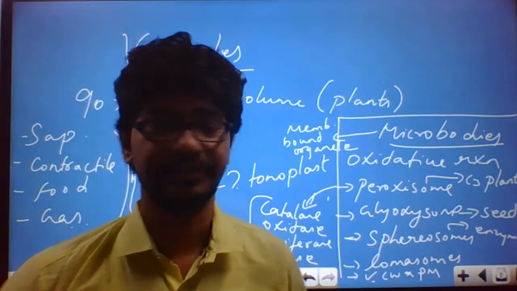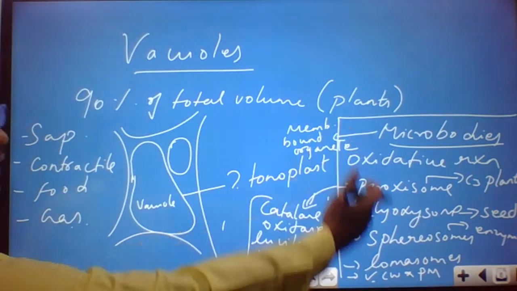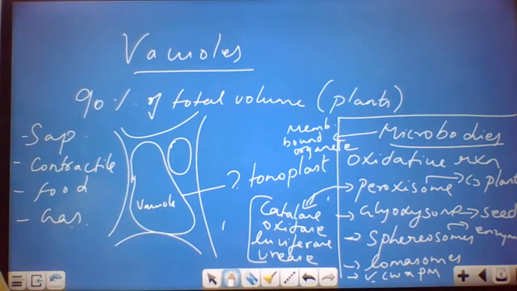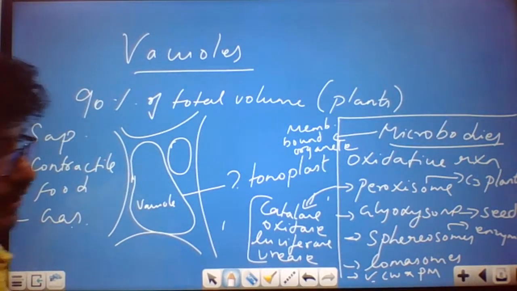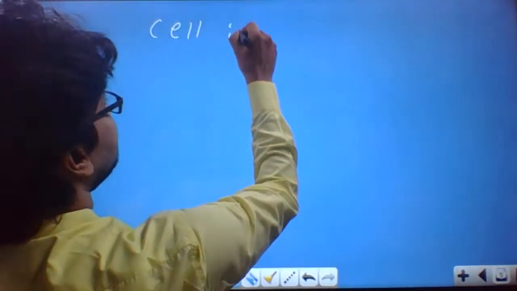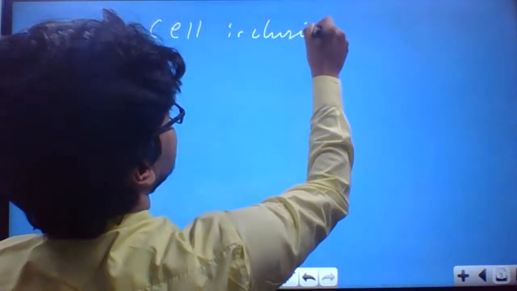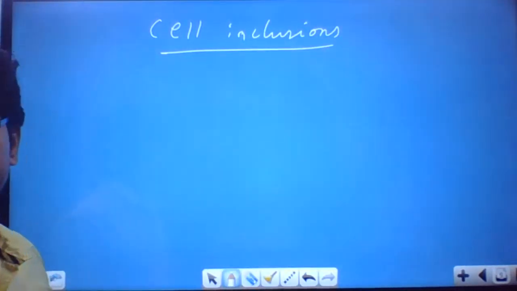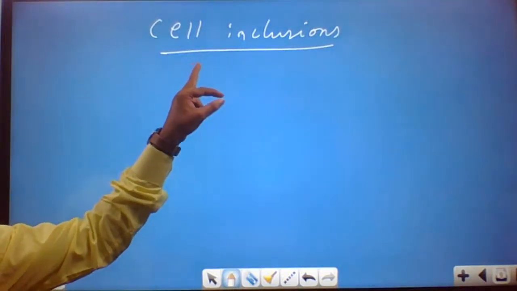Thanks for your understanding. So these are all microbodies. Clear with this microbody? Then we'll start with the cell inclusions. The cells also have some inclusions, something called inclusions. Some inclusions and foldings that you could see inside the cell, right?